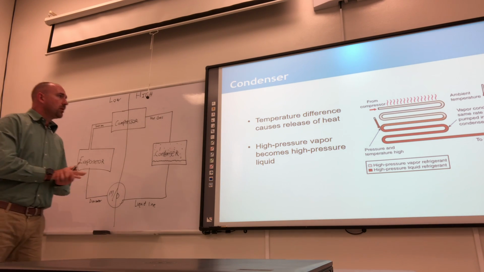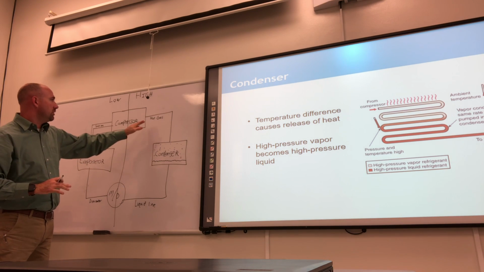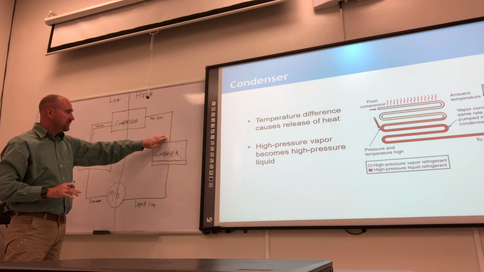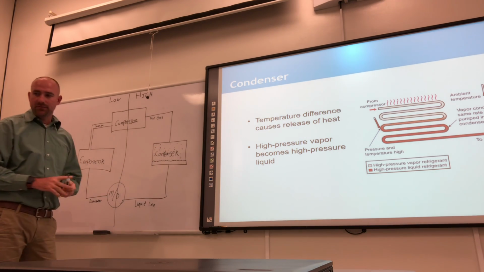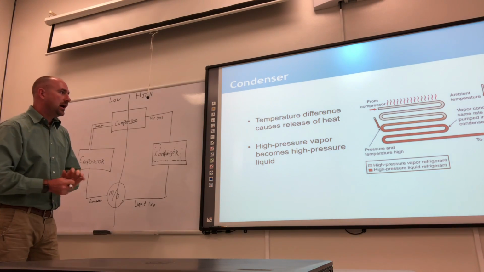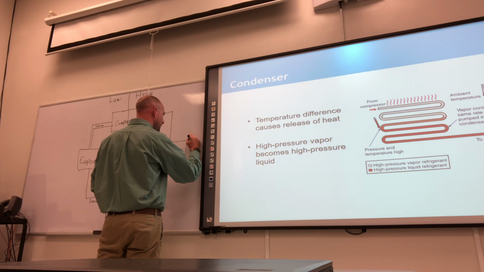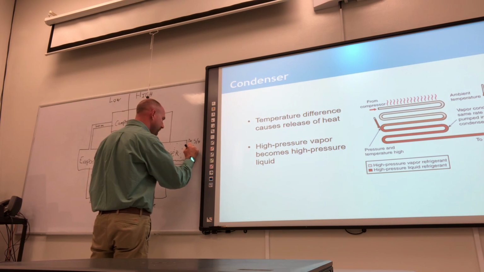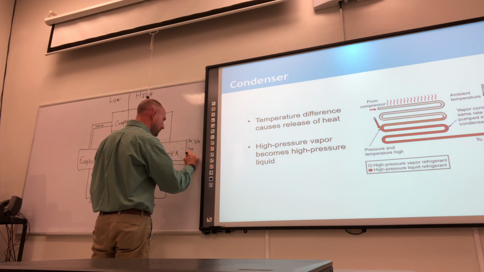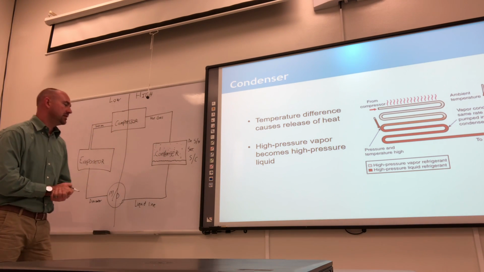All right. Temperature difference causes a release of heat. We're going to take this hot, superheated vapor and go into the condenser. Now, the condenser is going to have three things it needs to do. It's going to try to de-superheat, so let's see if I can write it over here. De-superheat. It's going to try to saturate, and it's going to try to subcool.